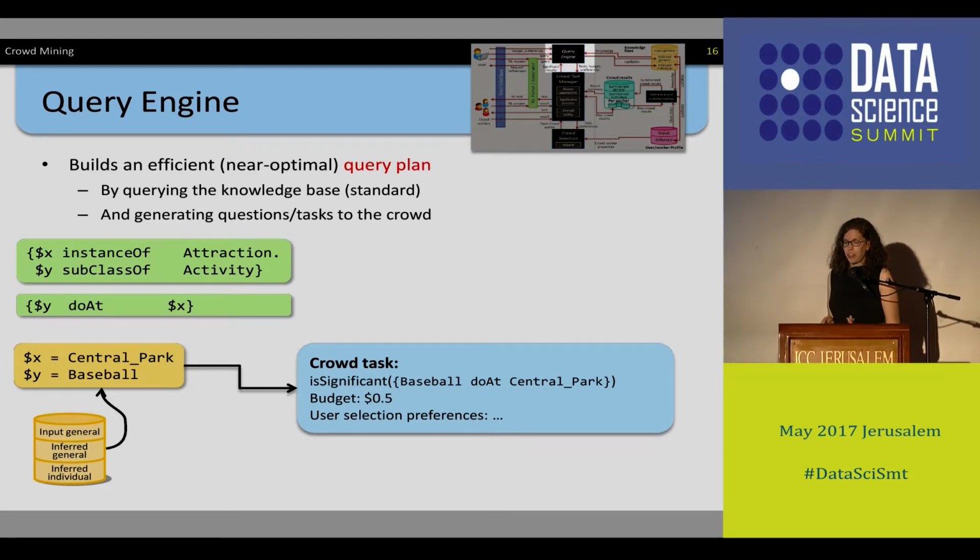The advantage of this approach is that we're not going to ask any sort of question, but we are able to find questions that are more relevant. For instance, we could start with the general question of whether people go to Central Park, and then we can ask more specific questions about what activities they do there, for instance.